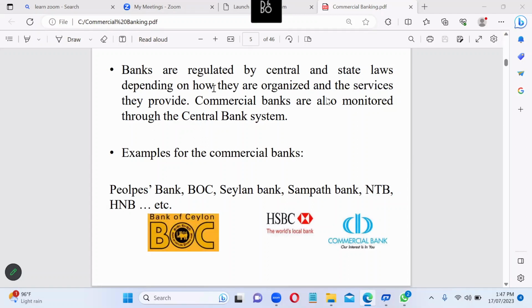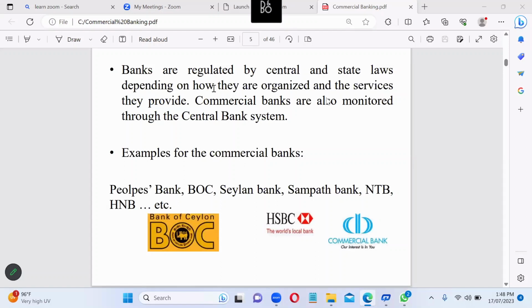Without any regulation by the laws or any procedure, the bank cannot process in a correct manner, or organize or provide their service in the correct manner. Every banking system happens under the law. Without law, they cannot function. So commercial banks are also monitored through the central bank system.